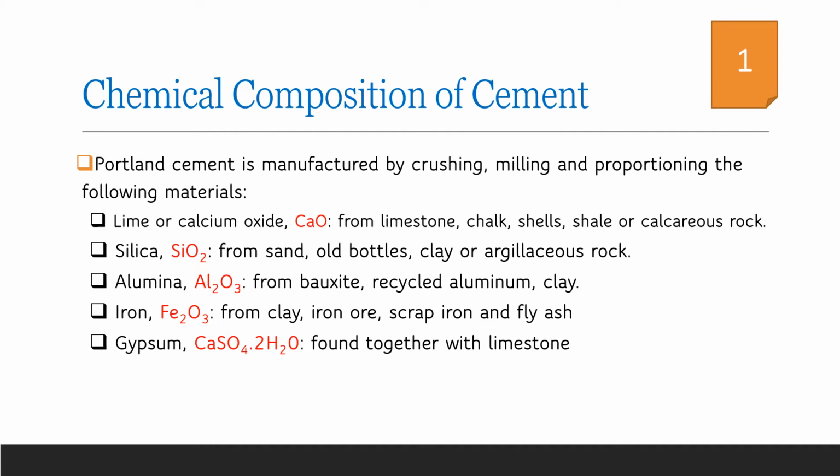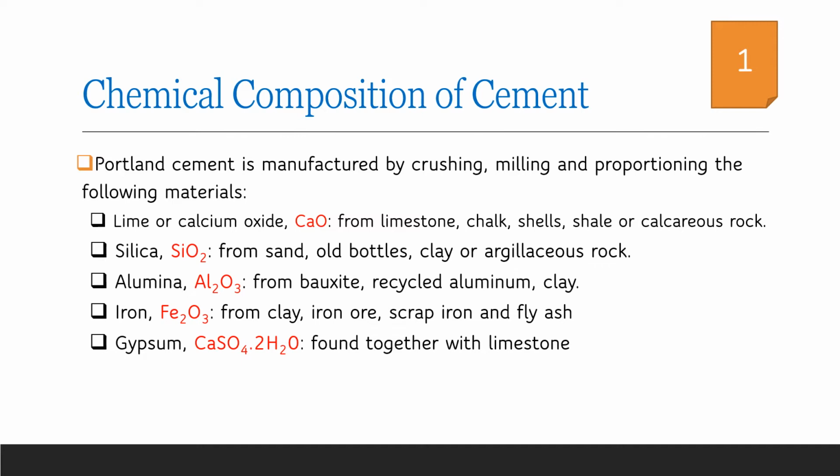5 basic ingredients are listed here. Among them, lime and silica are the most important. Lime or calcium oxide is obtained from limestone, chalk, shells, shales, etc. Silica or silicon oxide is obtained from clay, sand, old bottles or any other argillaceous rock materials.